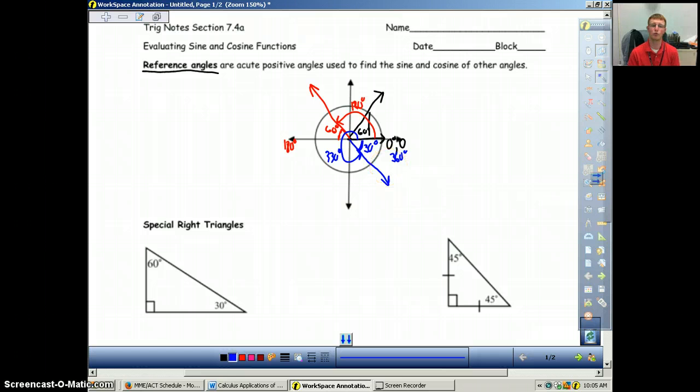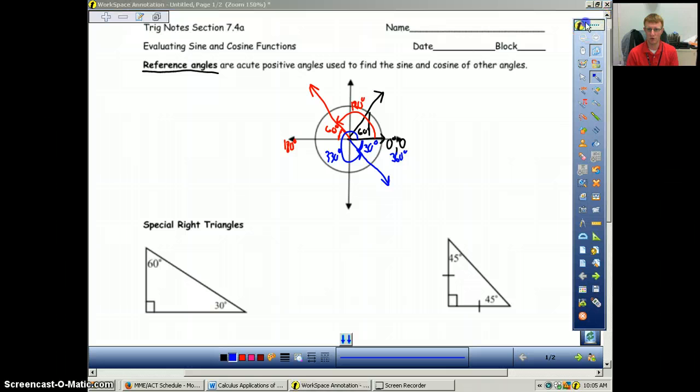And this is going to become really important for you to be able to identify what your reference angle is. Not necessarily where it is, but what is it? What is your reference angle in degrees or in radians? For the most part, we will use degrees because we're going to use these special right triangles below here.